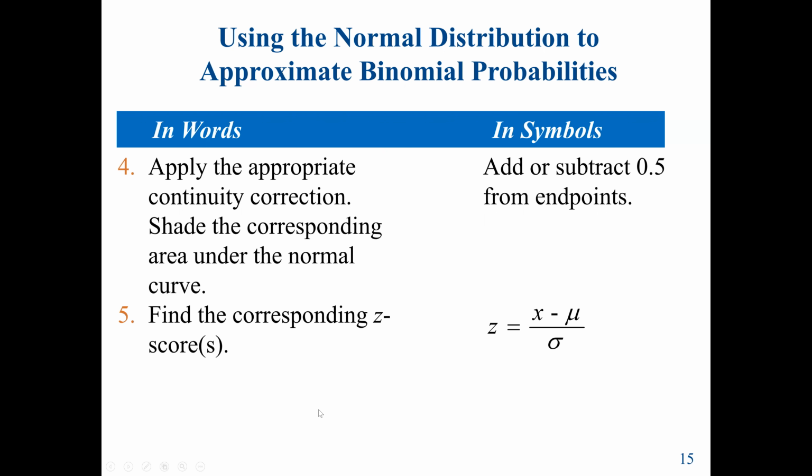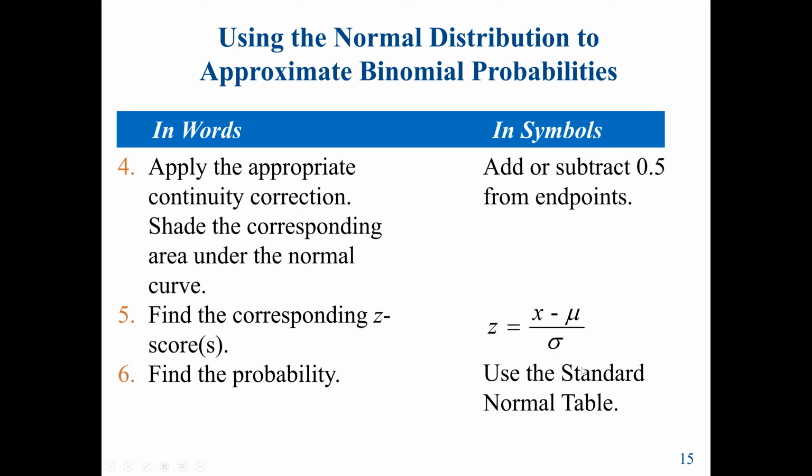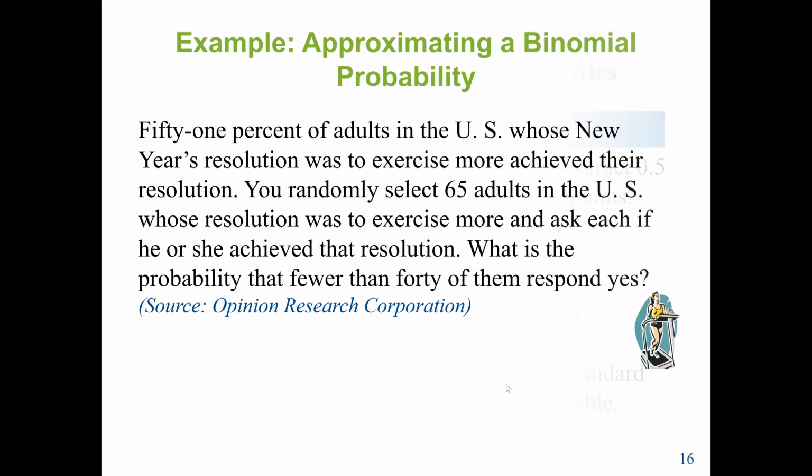Next, we can find the corresponding z-scores. The z will be x minus the mean, divided by the standard deviation. Then we can find the probability. In this case, we will go to the standard normal table. We look up the corresponding z value to find the probability using the standard normal table, based on the z value.